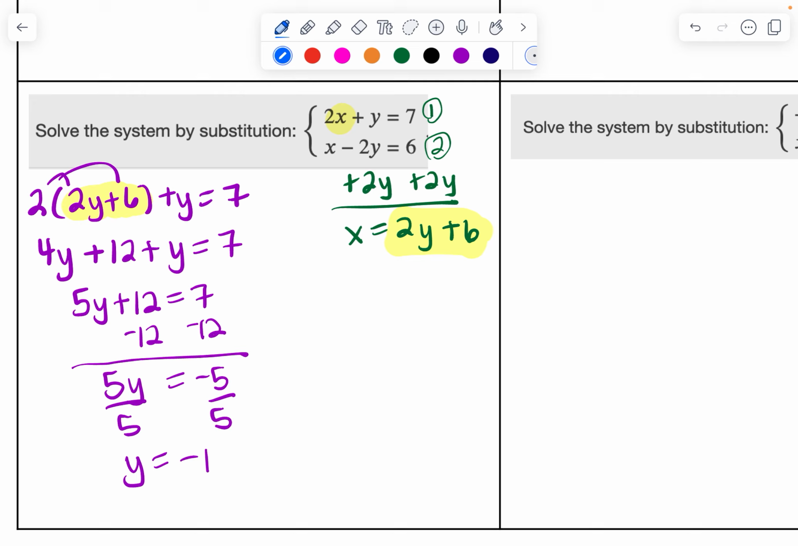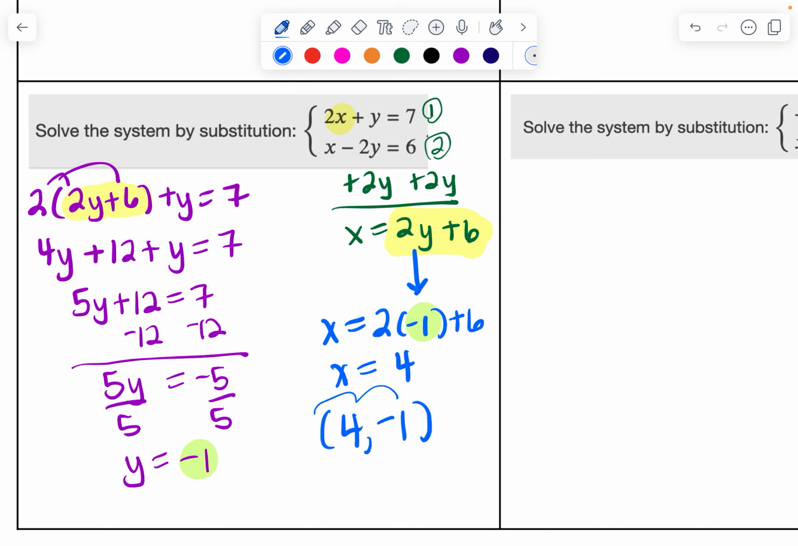Now to find x, I'm going to plug it into my green equation here. X is 2y plus 6, but I know y is negative 1. So 2 times negative 1 plus 6, which means x is 4. So our final answer, 4 comma negative 1.